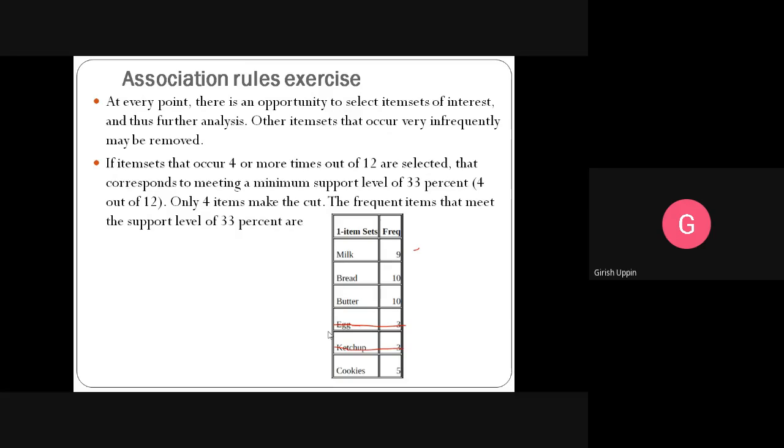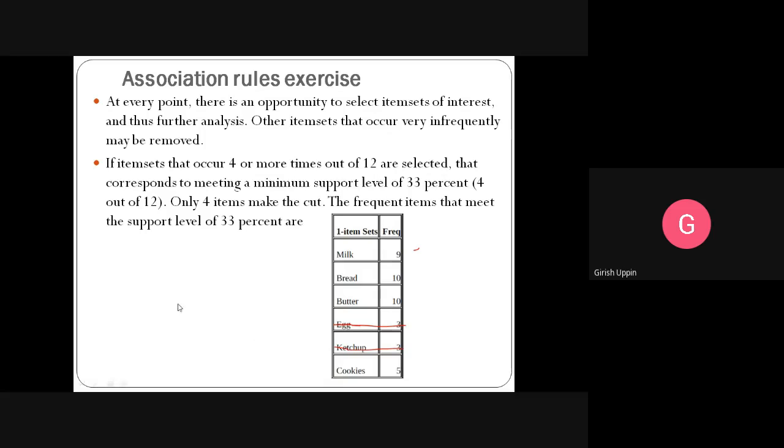Then we will find the confidence level and the support level. At every point, there is an opportunity to select the item of interest, and thus further analysis. Other items that occur very frequently may be removed.